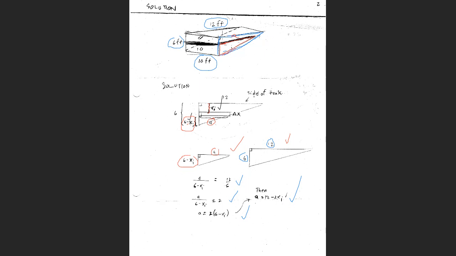All right. Are there any other good questions on how we got this value for A? Obviously, A, by the way, is 12 minus 2xi. So obviously, A is a function of xi, and xi is the distance that the layer of water is from the top of the tank. Naturally, A is going to be a function of that distance.